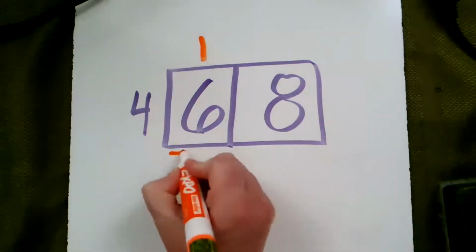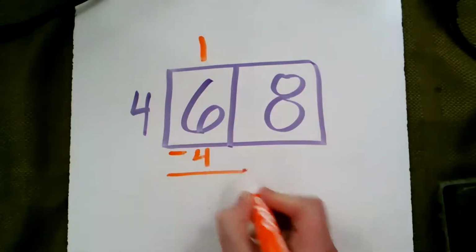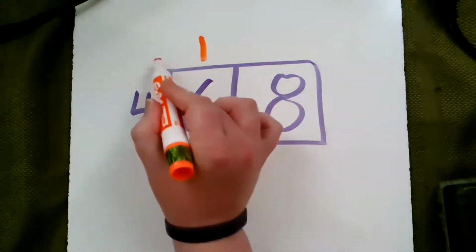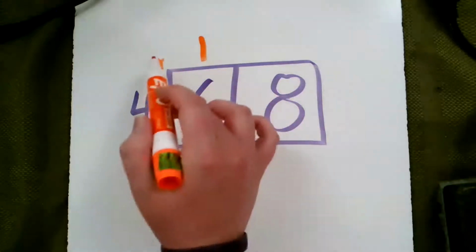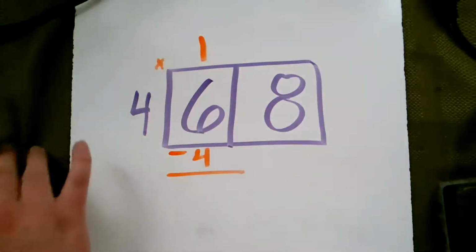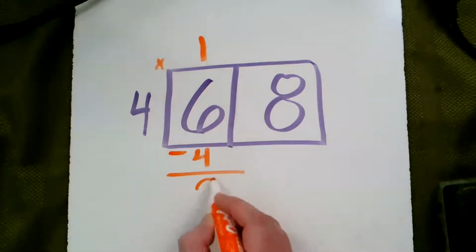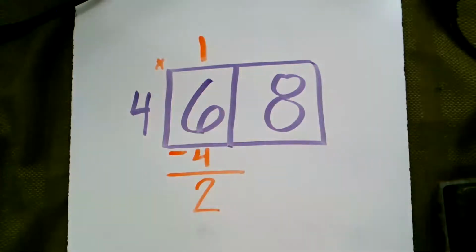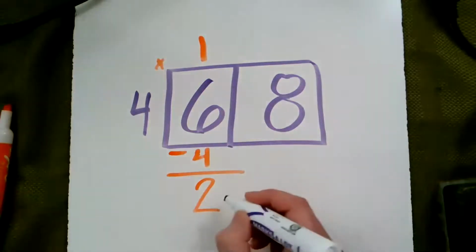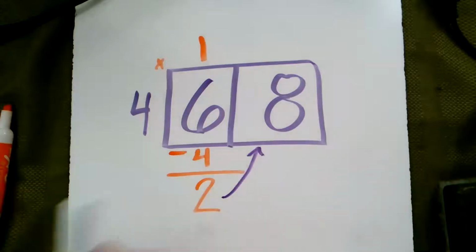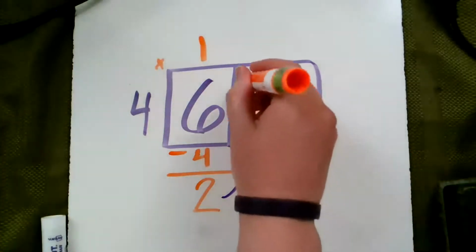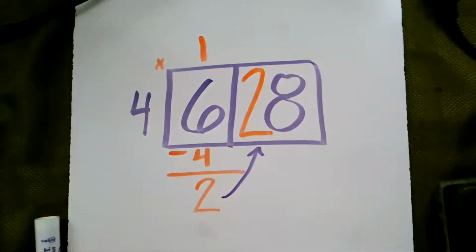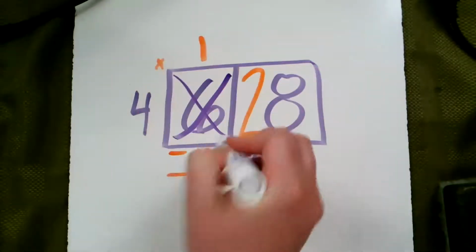So I'm going to subtract 4, because 1 times, remember, sometimes it's helpful if you put that multiplication symbol there. 1 times 4 is 4. We subtract, and we get 2 left over. And that leftover goes into your next zone, and it now becomes 28. That new number goes in the front, and I'm done with that zone.